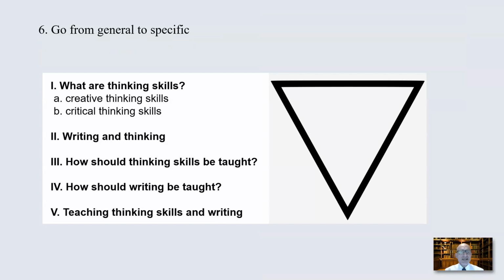In organizing your literature review, go from the general to the specific. Think of the upside down inverted triangle. What are thinking skills? And again, I have to know my audience. I'm assuming my audience doesn't know that. Writing and thinking. How should thinking skills be taught? How should writing skills be taught? Teaching thinking skills and writing. From general to specific.